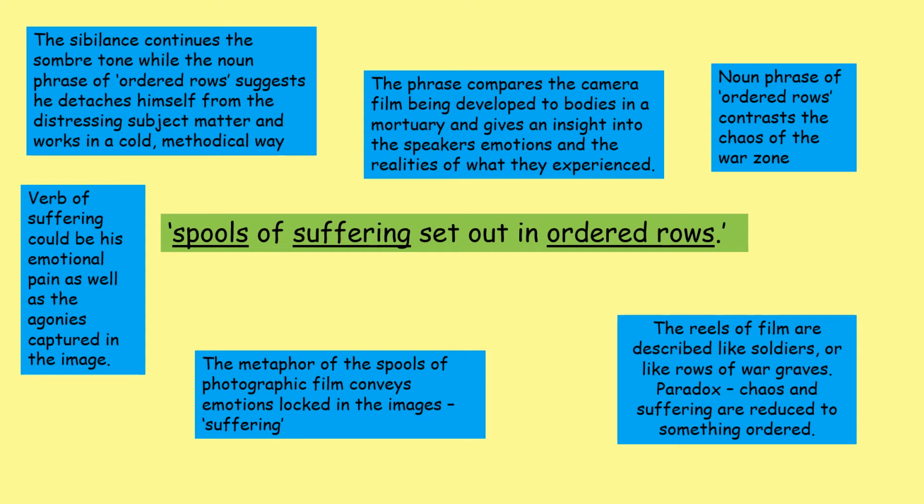And then you've got the reels of film being described like soldiers, the ordered rows, or like rows of war graves. It's a paradox of chaos and suffering that are reduced to something ordered. So what was once chaotic is now ordered and very controlled. So what I have done, as you can see, is I've picked out the techniques, I've picked out my keywords, and I've explained what those key phrases and words mean, and therefore what we're meant to think about for this poet, this war photographer, and how he's affected by war.